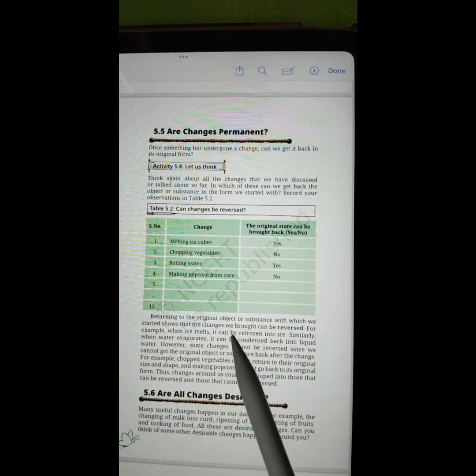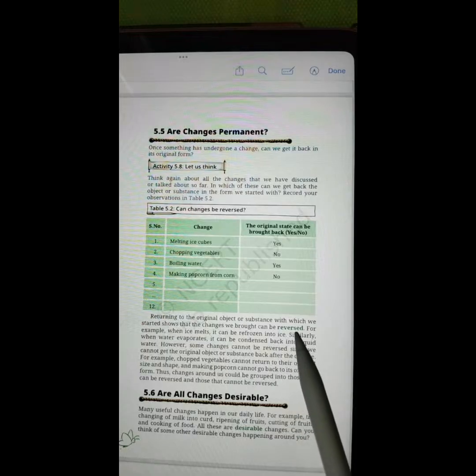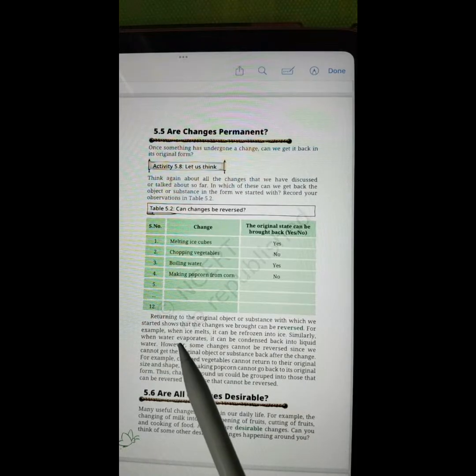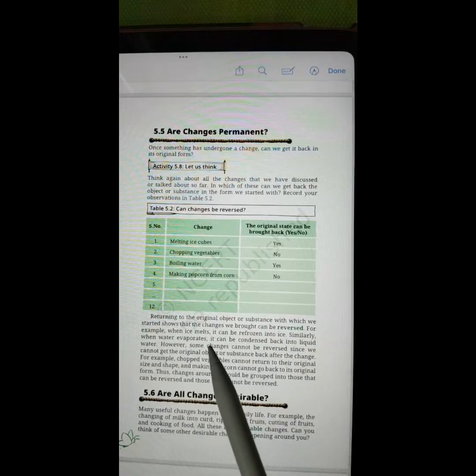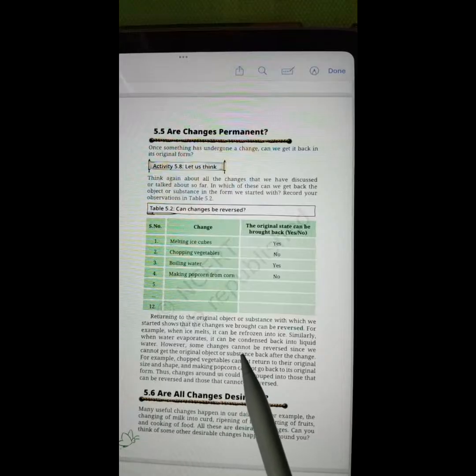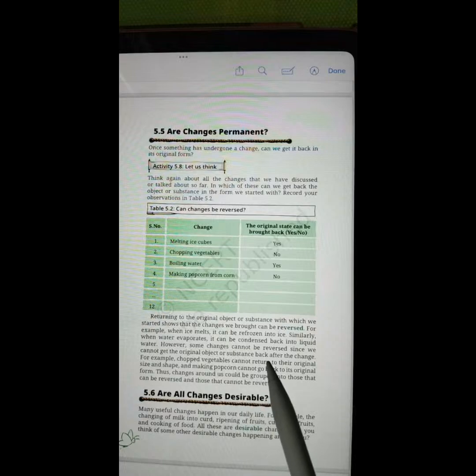Returning to the original object or substance with which we started shows that the changes we brought about can be reversed. For example, when ice melts, it can be refrozen into ice. Similarly, when water evaporates, it can be condensed back to liquid water. However, some changes cannot be reversed, since we cannot get the original object or substance back after the change.